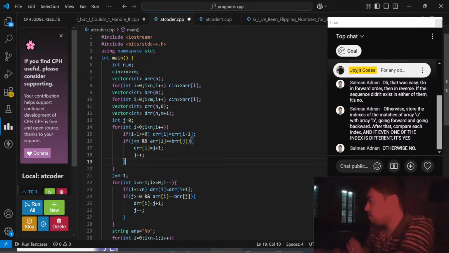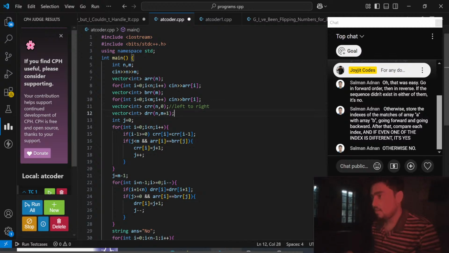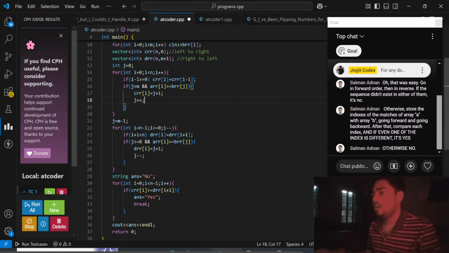Like whatever I was explaining to you guys till now, that is taking the input of AR, BR of I, having CR, having DR. So this is basically left to right, and this is basically right to left, right? Now we are having the value stored over here, j plus 1, j plus plus, and the same thing in reverse order we are doing it.